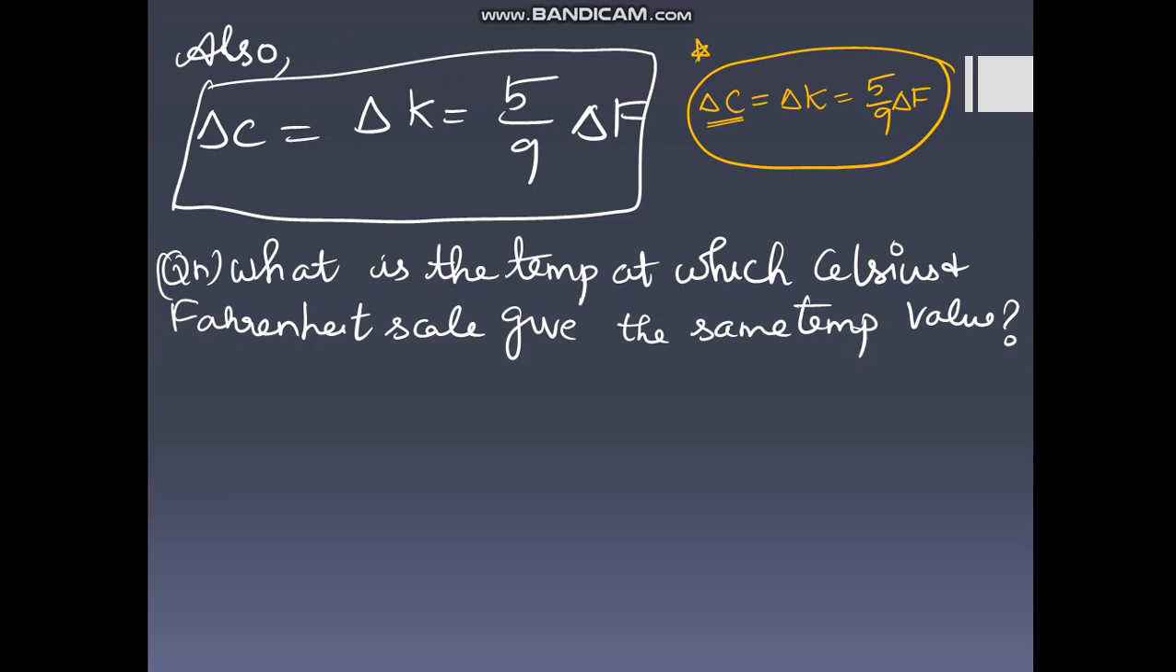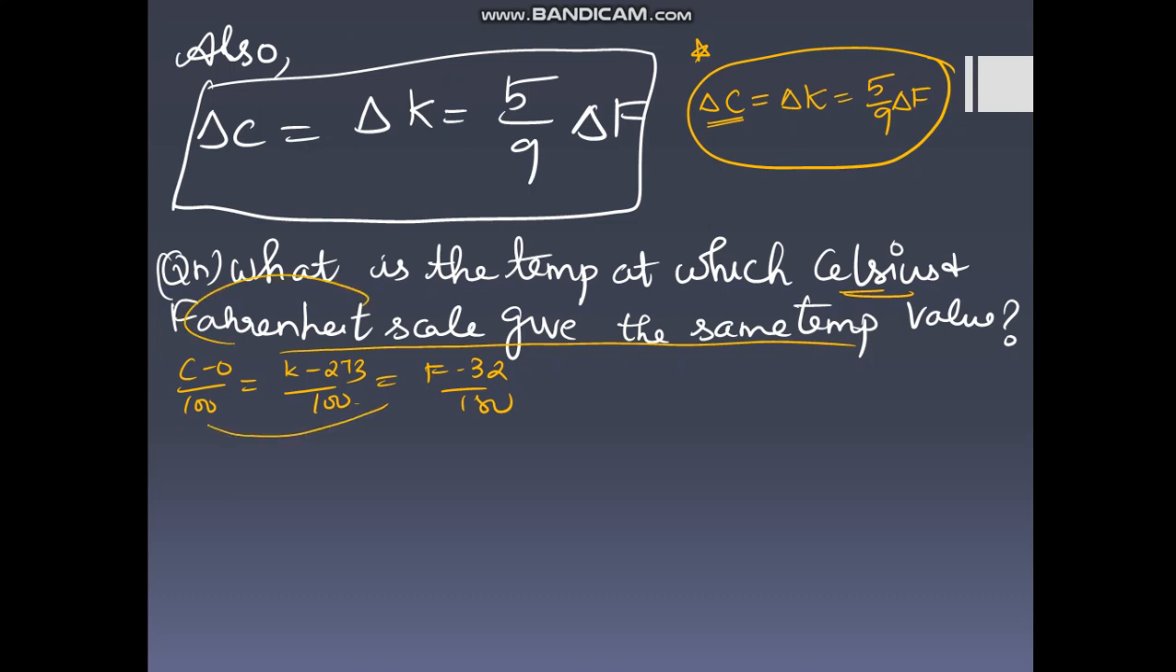Now let us work out a numerical. What is the temperature at which Celsius and Fahrenheit scales give the same temperature? So the relation is C minus 0 divided by 100 equals K minus 273 divided by 100 equals F minus 32 divided by 180. Celsius and Fahrenheit you want to equate, so these two you must equate. In the question they have given that Celsius and Fahrenheit scales are equal, so C is equal to F.